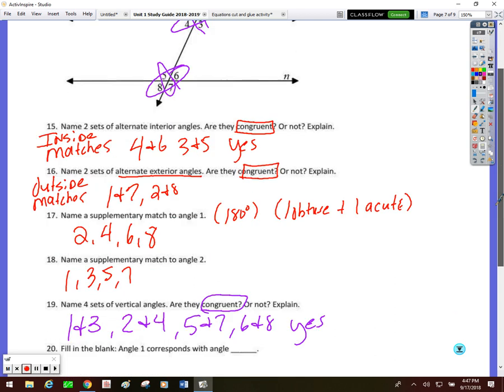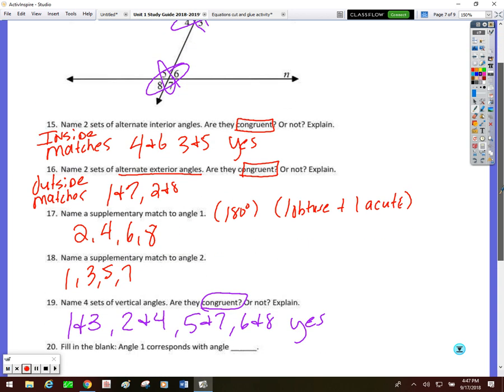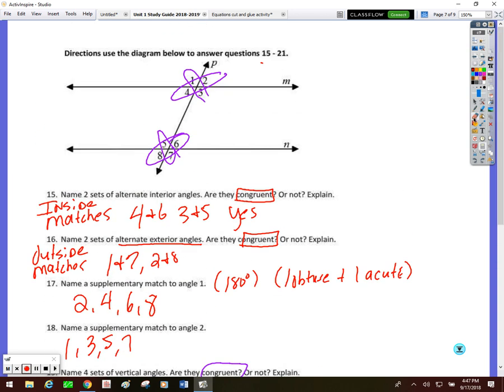Okay, fill in the blank. Angle 1 corresponds to what? Okay, remember corresponding. If I'm looking for corresponding angles, I'm looking for the same angle at a different intersection. Well, angle 1 is above the parallel line to the left of the transversal. At this other intersection, there are only two angles above the parallel line, which are 5 and 6. To be corresponding, it has to be to the left. So there's your angle, angle 5.